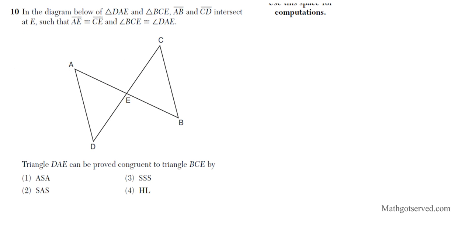All right, let's take a look at question 10. It says in the diagram below, AB and CD intersect at E such that AE is congruent to CE and angle BCE is congruent to angle DAE. Triangle DAE can be proved congruent to triangle BCE by, okay, let's see what we have here. We're told that AE is congruent to CE, so this side is congruent to that side. That's an S, that counts as an S. You're also told that angle BCE is congruent to DAE.